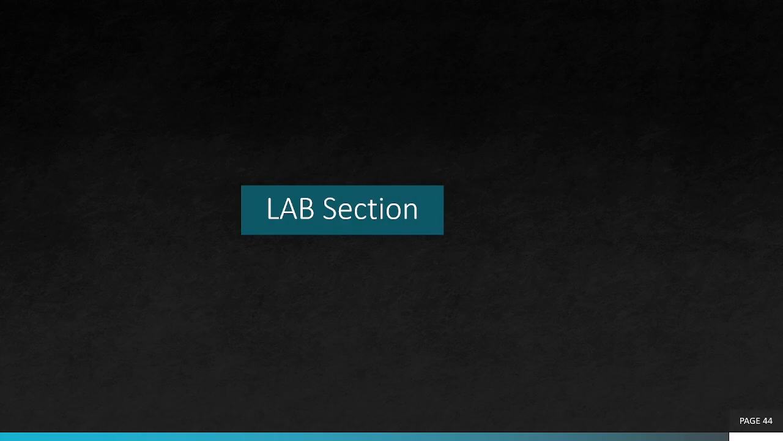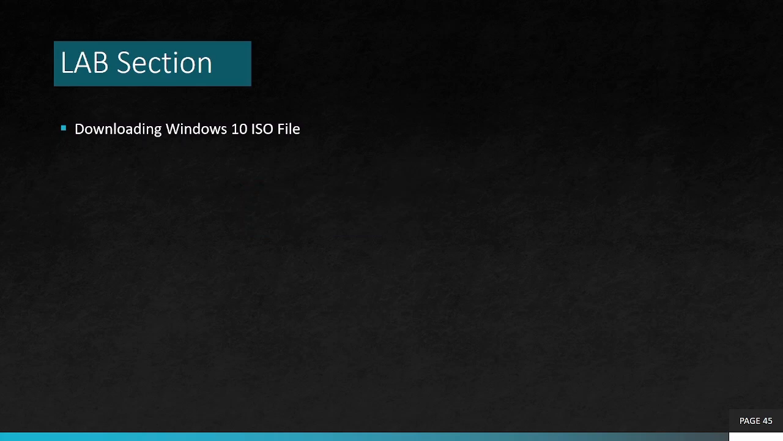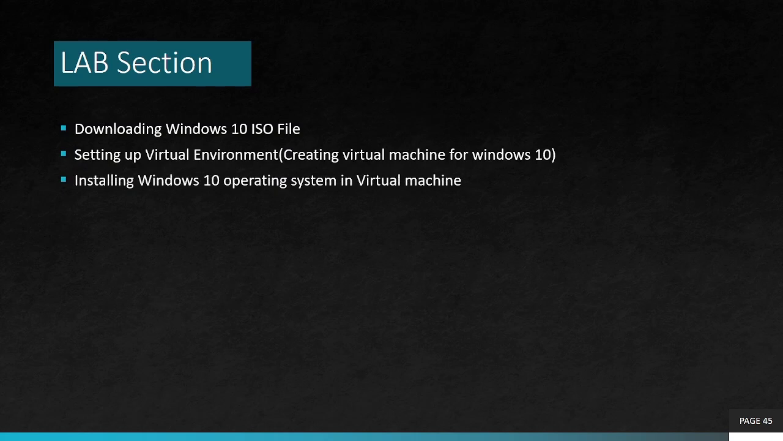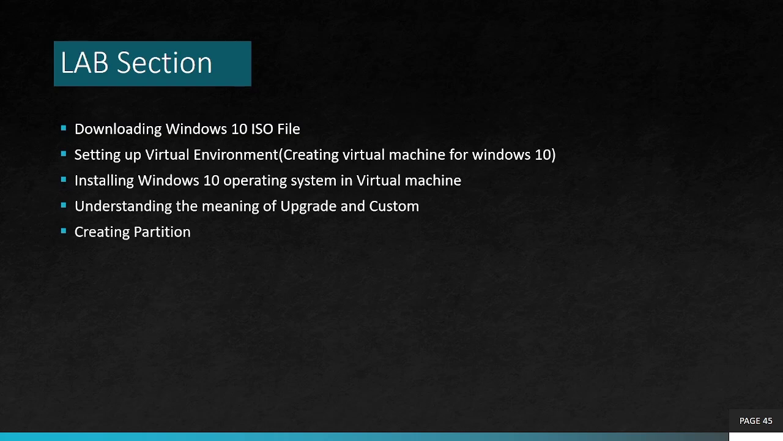Here we are performing the Module 1 lab section. In the lab sections, we are going to cover downloading the Windows 10 ISO file, setting up the virtual environment, installing the Windows 10 operating system in a virtual machine, understanding the meaning of upgrade and custom, creating partitions, and setting up the desktop for further use. These are the few things that we are going to cover in this particular lab section. So let's move ahead without wasting any time, guys.